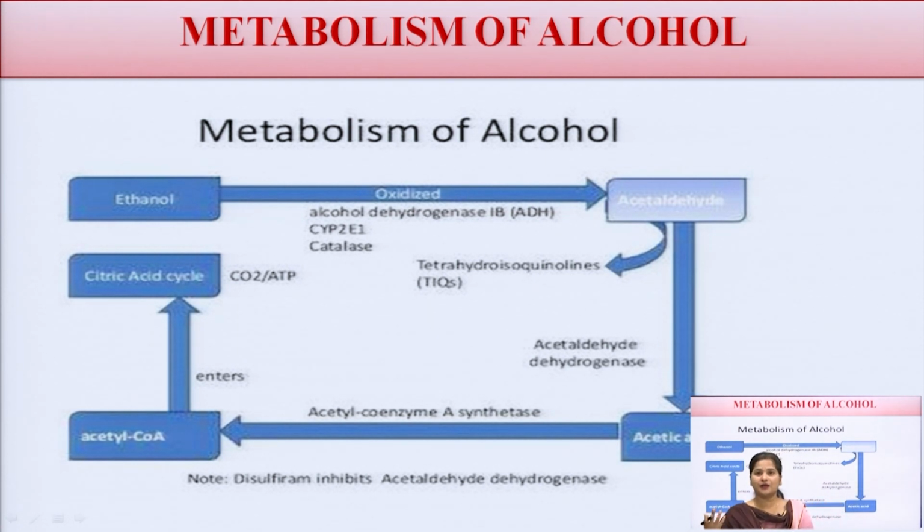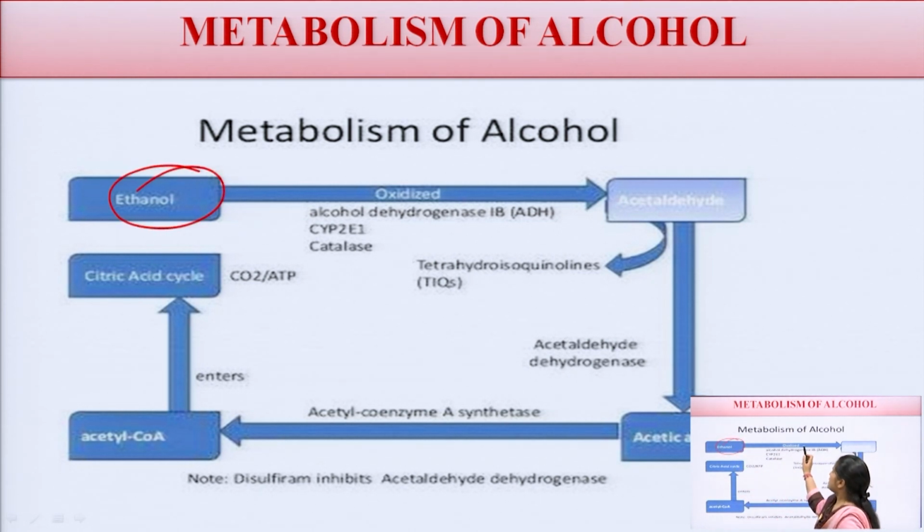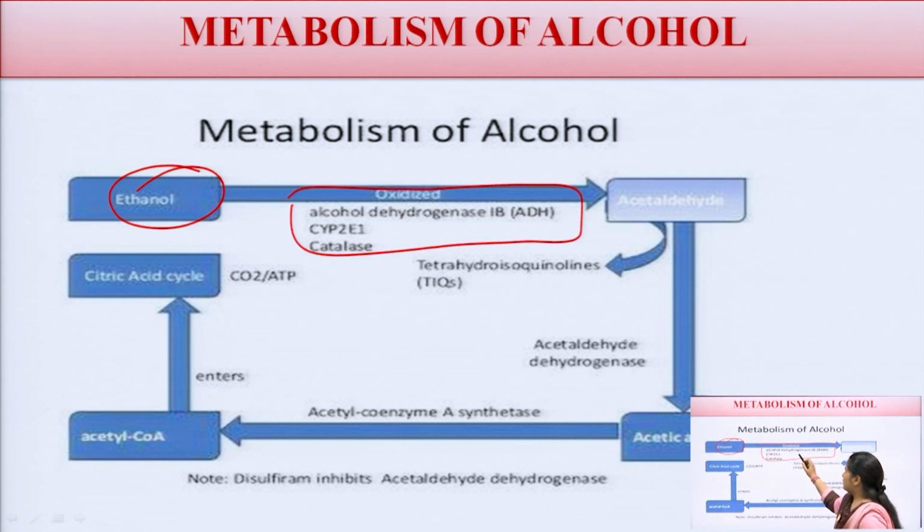Now, metabolism of alcohol. How will alcohol get metabolized in the liver? First of all, it is taken in the form of ethanol, and this ethanol is oxidized in the presence of alcohol dehydrogenase, ADH, and CYP, that is a catalase. So it forms acetaldehyde.